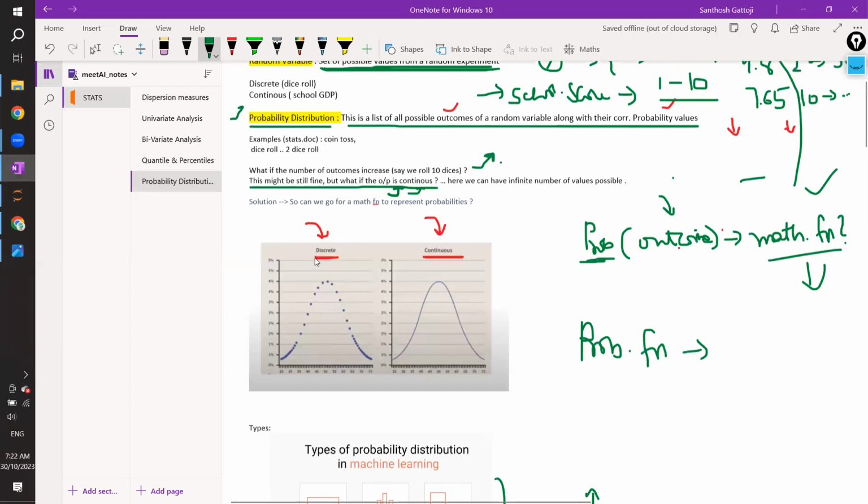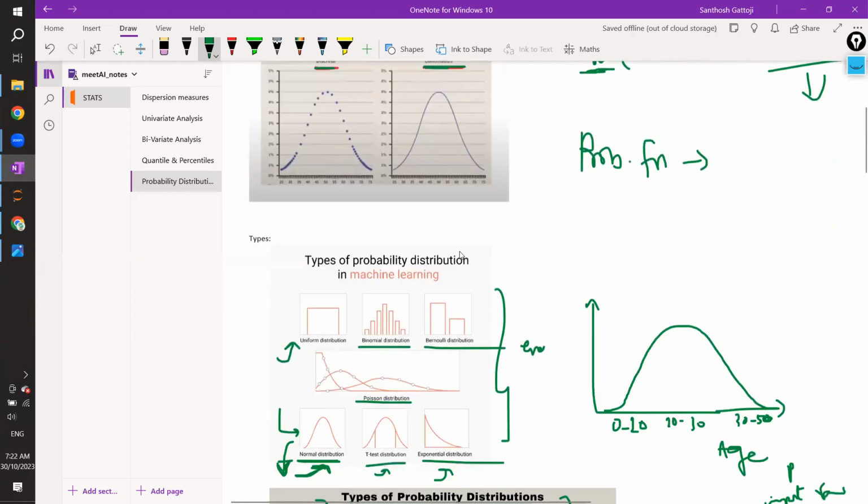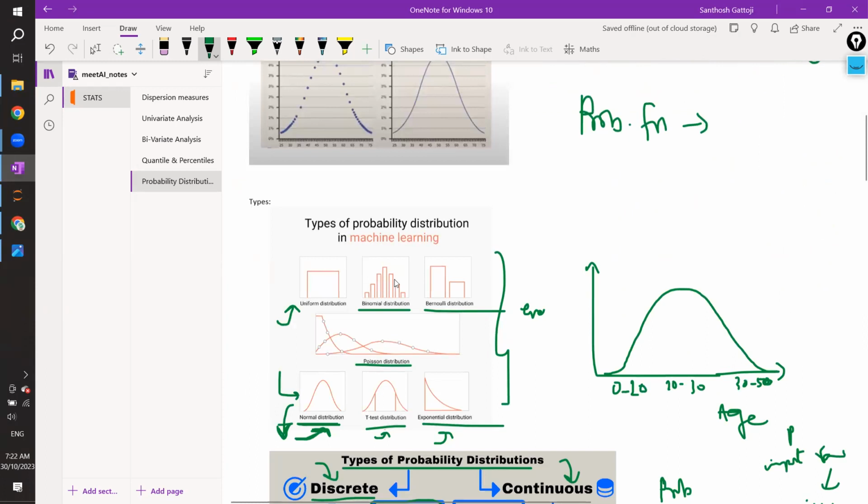And in that we have seen that you can have discrete and continuous random variables. So if you are having two types of variables, obviously you will have two types of distributions. You can have discrete probability distribution, and you can have continuous probability distribution. That's it. Fine, simple concepts. And after that, we have seen some basic, normal, famous probability distributions.